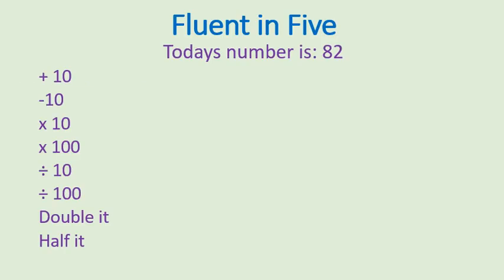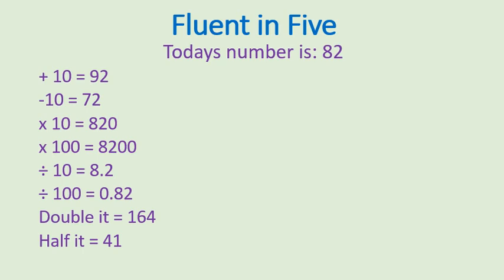Today's number is 82. Add 10, subtract 10, multiply by 10, multiply by 100, divide by 10, divide by 100, double it, halve it. Write your answers down on a piece of paper and pause the video while you have time to work them out. Then we will go through the answers. Well done. Let's go through the answers.